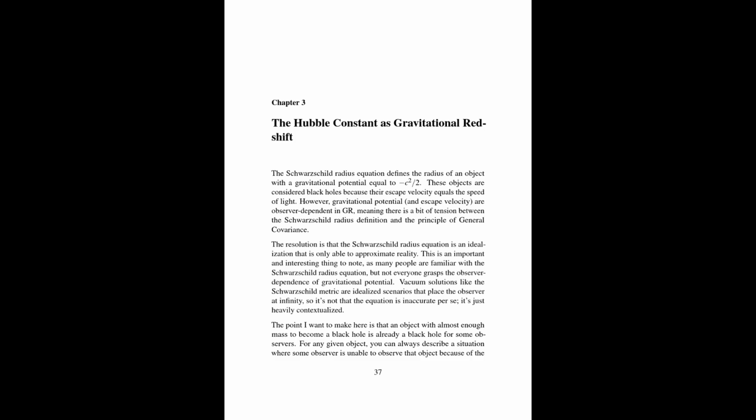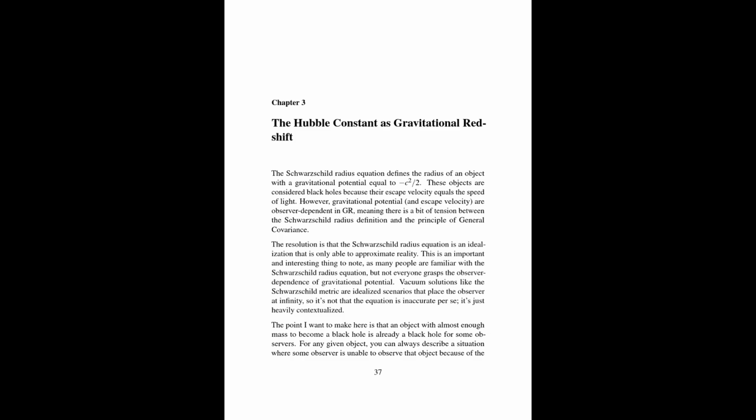However, gravitational potential and escape velocity are observer dependent in general relativity, meaning there is a bit of tension between the Schwarzschild radius and the principle of general covariance. The resolution is that the Schwarzschild radius equation is an idealization that is only capable of approximating reality. This is an important and interesting thing to note, as many people are familiar with the Schwarzschild radius equation, but not everyone grasps the observer dependence of gravitational potential.